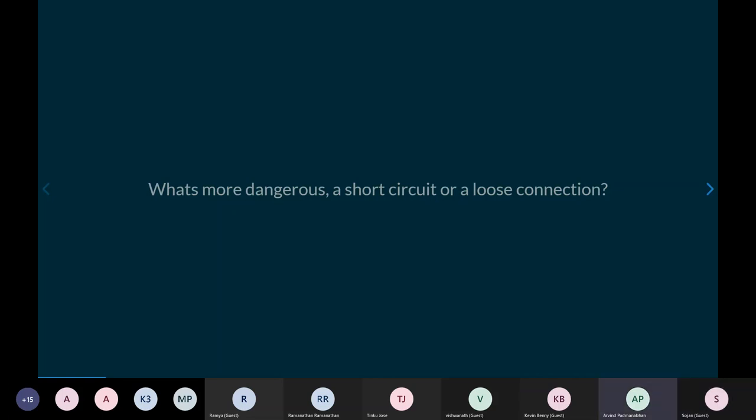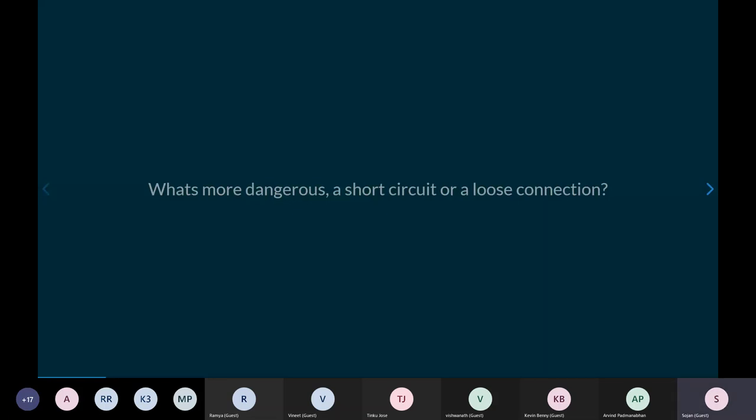Okay, so I will just switch to maybe electrical engineering for a while, and I have a question. What is more dangerous? Is a short circuit more dangerous, or is a loose connection more dangerous? Well, in my opinion, short circuit is dangerous. Loose connection is painful.